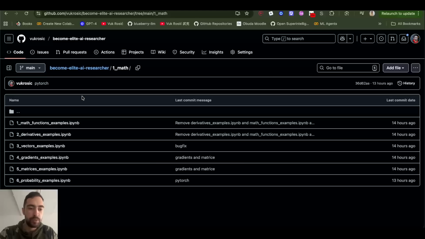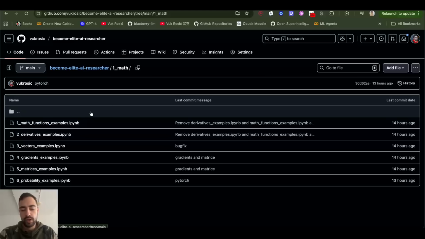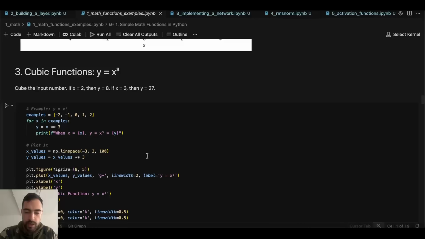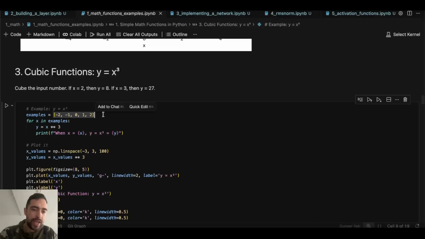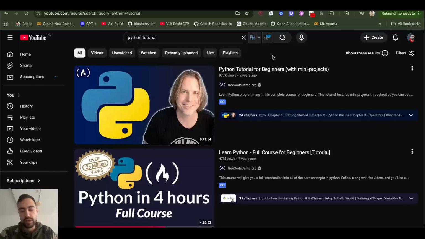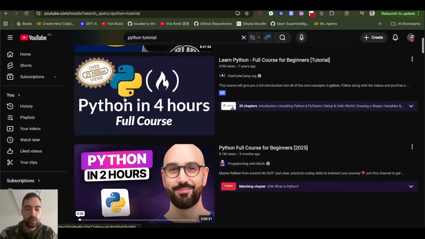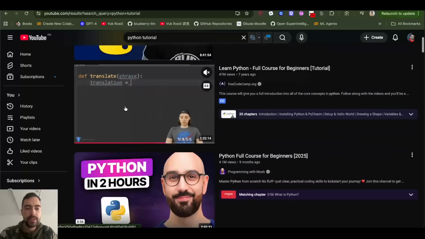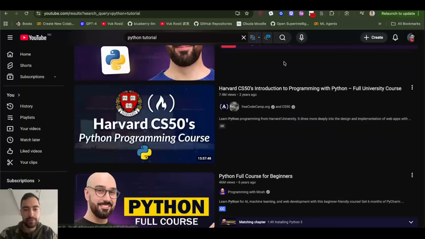We have all of these Jupyter notebooks. The requirement here is that you understand basic Python. So here we have some array, we have some for loop, we have some variables. This is all basic Python. If you are not familiar with basic Python, you can just search for a Python tutorial on YouTube and check whichever one you like. Maybe this one, or actually Harvard classes are very good.